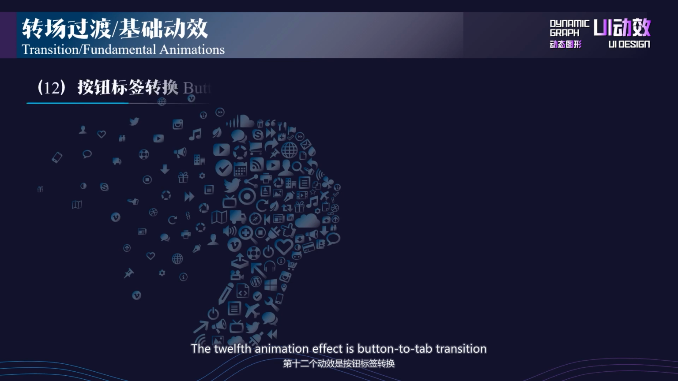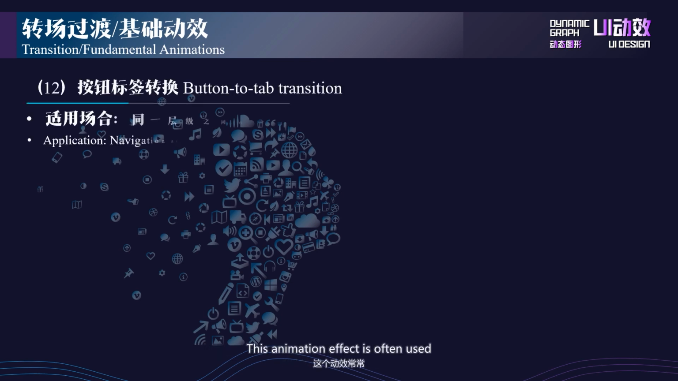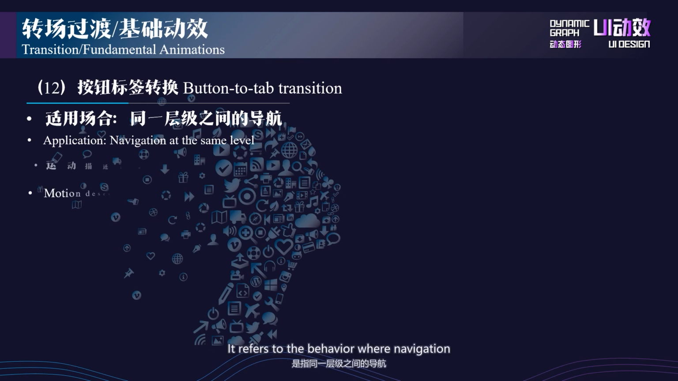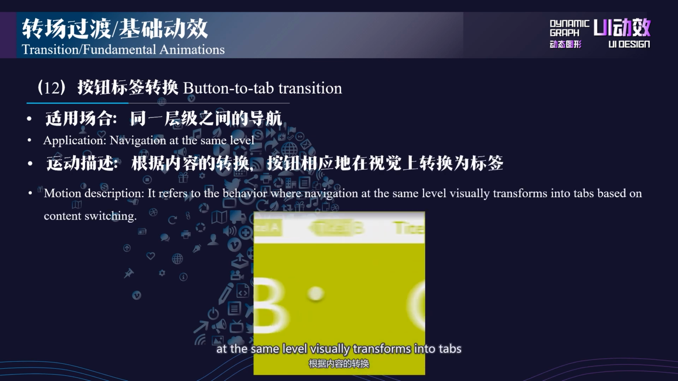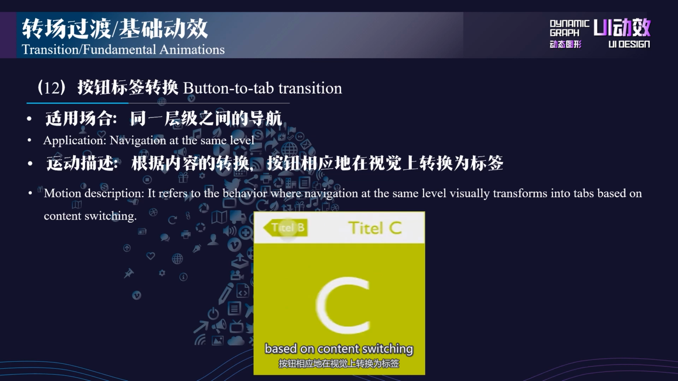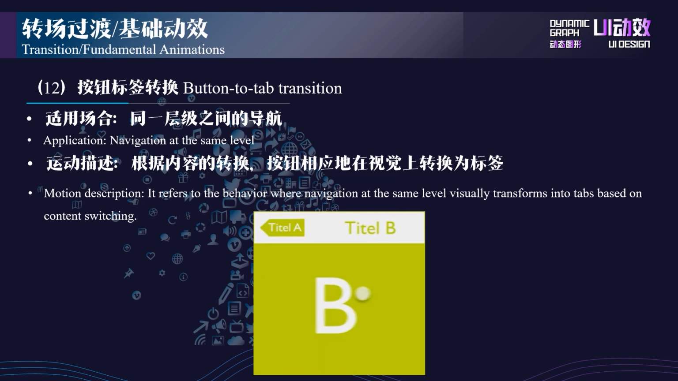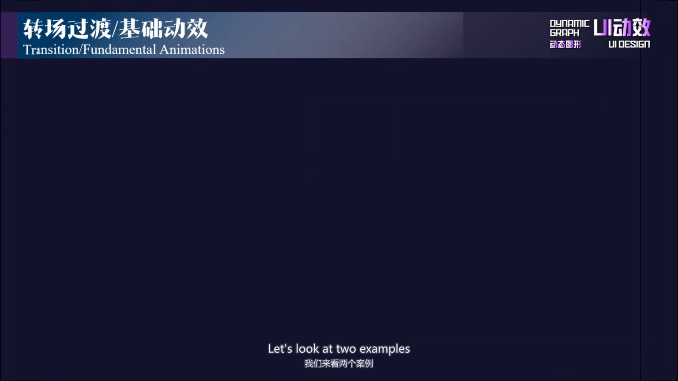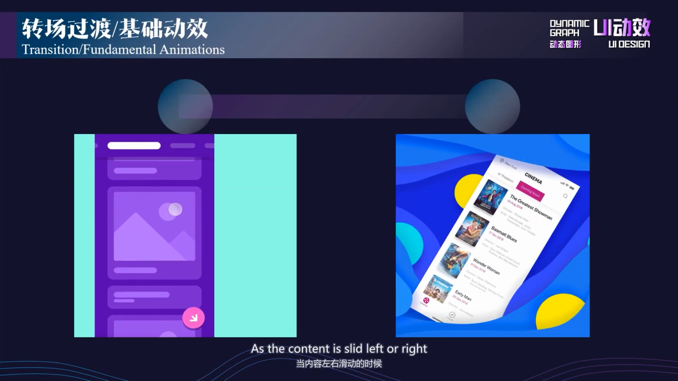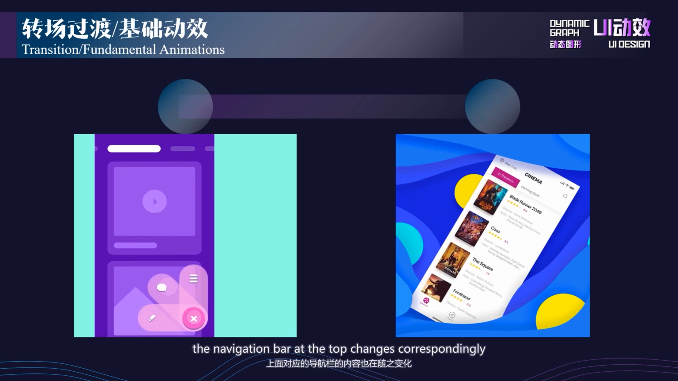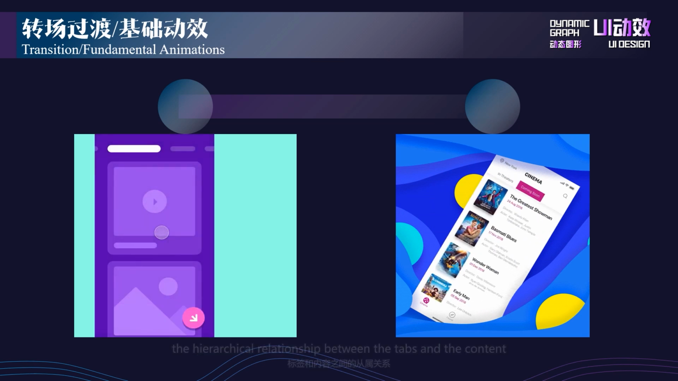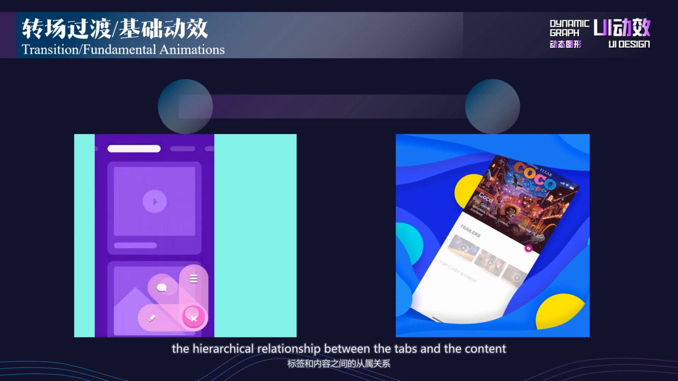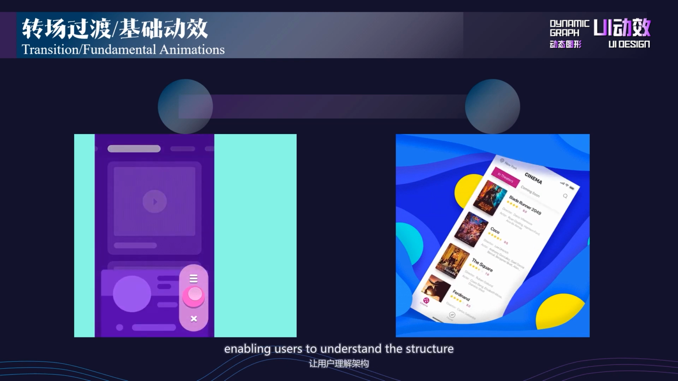The 12th animation effect is button-to-tab transition. This animation effect is often used in conjunction with the previous one. It refers to the behavior where navigation at the same level visually transforms into tabs based on content switching. Let's look at two examples. As the content is split left or right, the navigation bar at the top changes correspondingly. This animation effect clearly demonstrates the hierarchical relationship between the tabs and the content, enabling users to understand the structure.